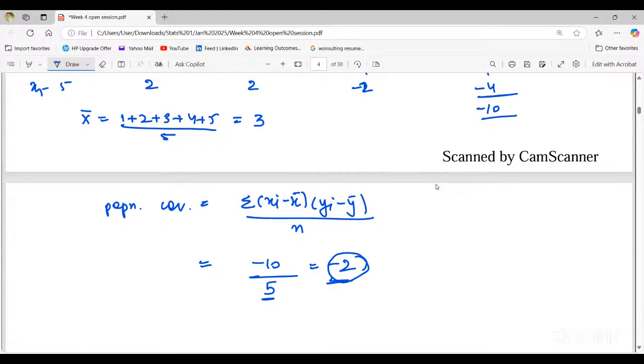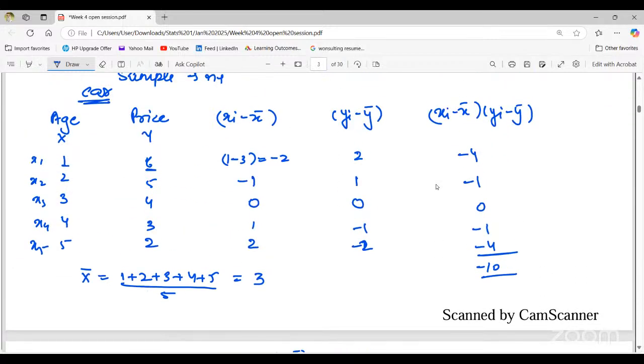Ma'am, you said we calculate the covariance to find the relationship between x and y. Correct. If I have to calculate the sample covariance, then it would be minus 10 divided by 4, so this would be minus 2.5. We are having the covariance in negative, that means it is going downwards. If my x is increasing, my value of y will be decreasing. They are in opposite direction. Everybody got it? Yes, ma'am.